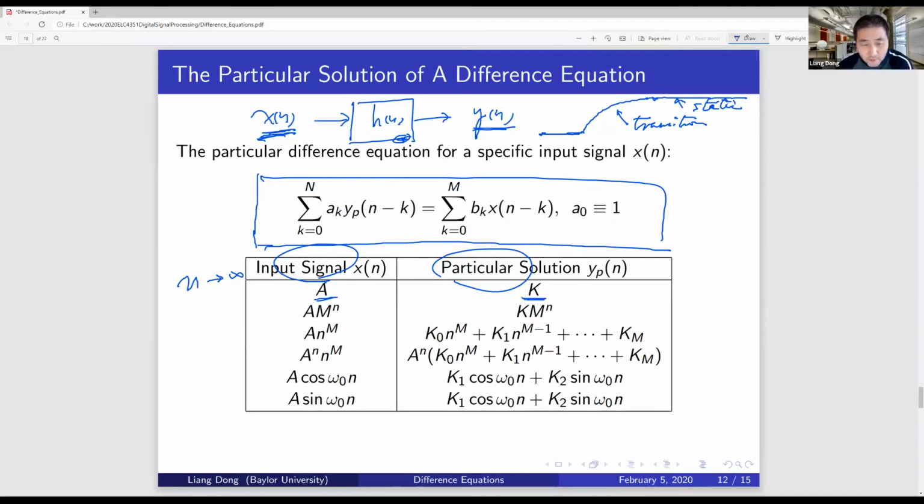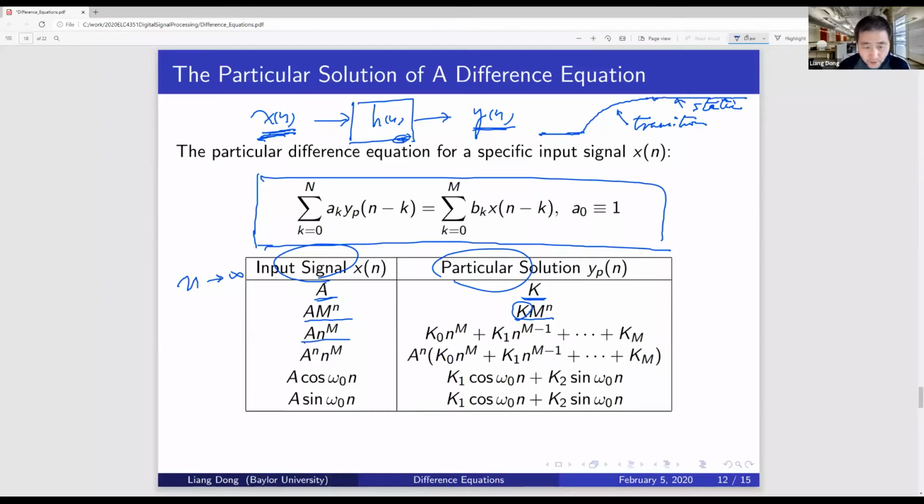If the input signal is a base m to the power n, it's a power term here, and my particular solution will follow that format. It's K times base m, a constant m, to the power n. Now we have the same base m to the power n. The only difference is I have this coefficient here, K. I don't know it. I need to solve for that.